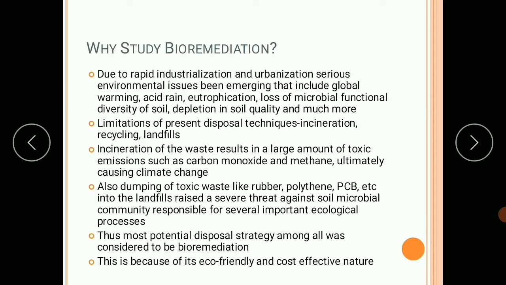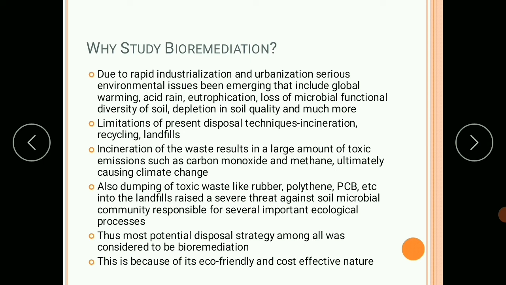Now, why is there a need to study bioremediation? See, nowadays we face a major problem called pollution, right? And why is the pollution being generated? Because of industrialization and urbanization. And because of this, environmental issues have been emerging like global warming, acid rain, loss of microbial function in the soil, and also fertility of soil is being depleted day by day, and much more reasons.